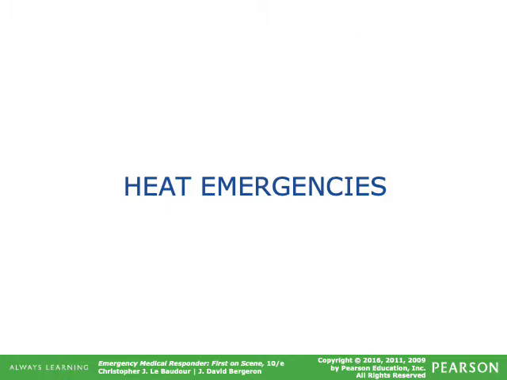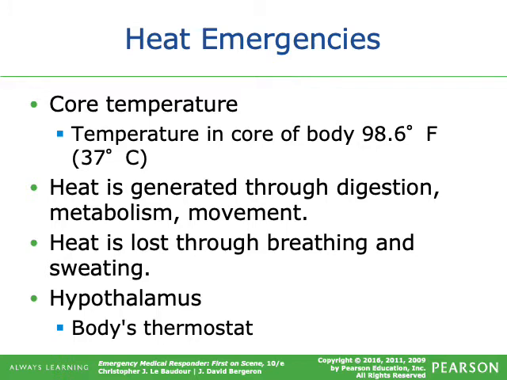All right, heat emergencies. The core temperature of the body is 98.6 degrees Fahrenheit or 37 degrees Celsius. Heat is generated through digestion, metabolism, and movement. Heat is lost through breathing and sweating. The hypothalamus is the body's thermostat.